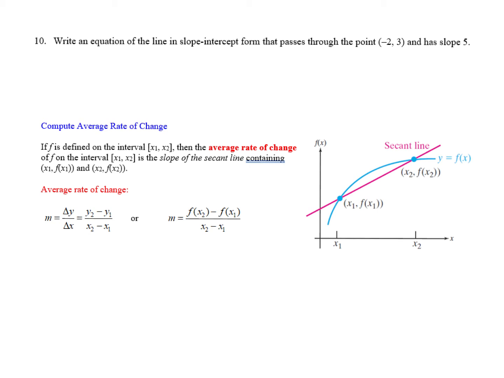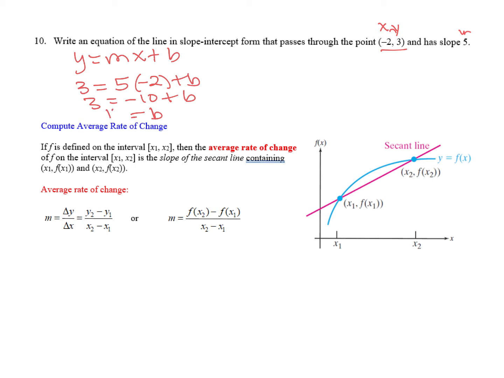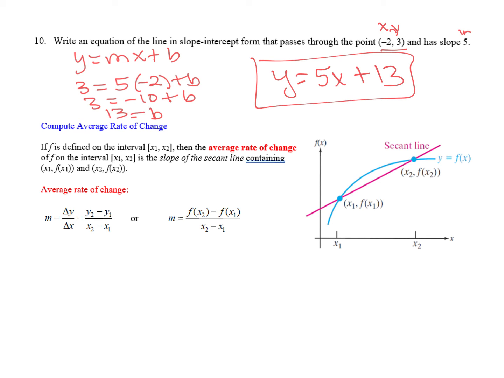If I want to use slope-intercept form to write the equation of a line, remember it's y equals mx plus b. If I'm given the point, x and y, and I'm given the slope, which is m, I can plug those numbers in. 3 equals 5 times -2 plus b. That means 3 equals -10 plus b, so b equals 13. Now, that's my y-intercept. To write the equation of the line, I have to then go back and say y equals m, that's 5x, plus b, which is 13. There's the equation of my line.